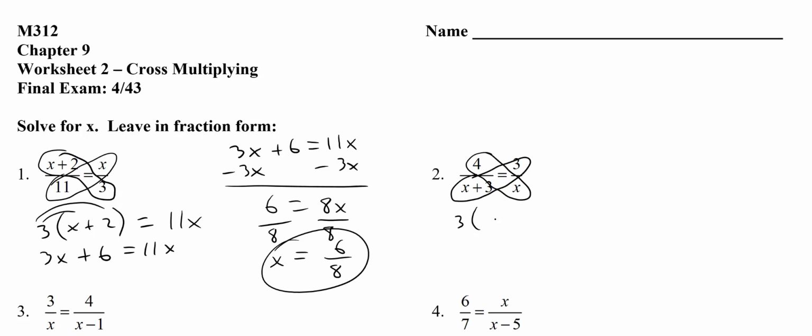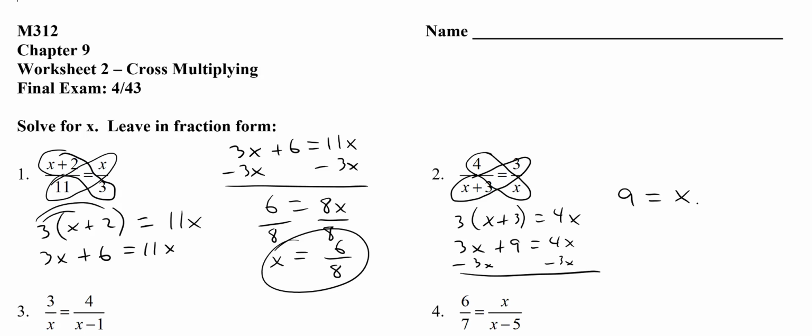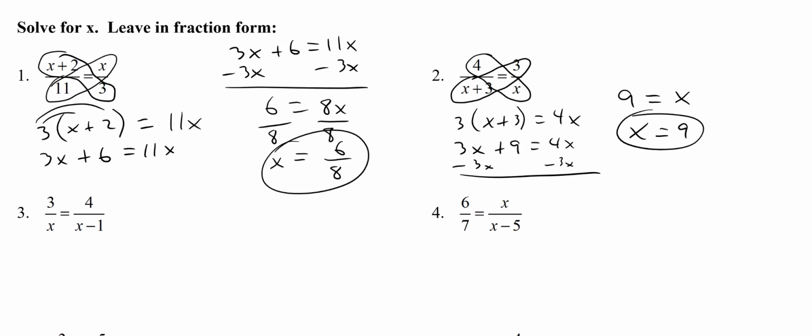So it's 3 times x plus 3 equals 4x. Distribute. So 3x, 3 times 3 is 9, equals 4x. And then I'm going to subtract 3x from both sides. So I end up getting 9 is equal to, now that works out nice. I don't have to do anything extra. So x is equal to 9. You're just done with that problem. That's pretty sweet. The previous one had an 8 in front of it, so you had to divide both sides by 8. This one is just x equals 9 because there's a 1 in front of the x.